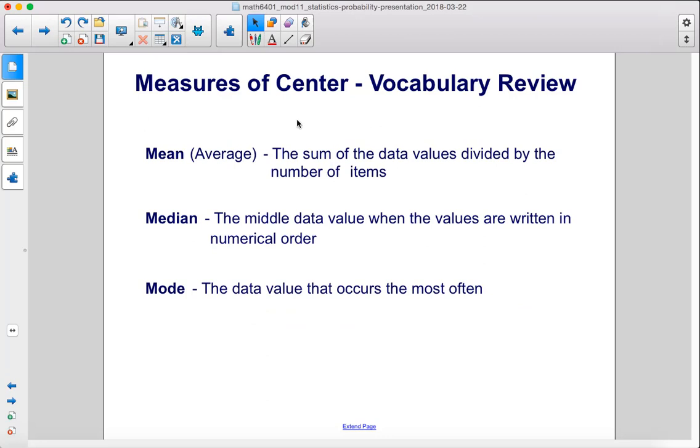Measures of center vocabulary review. The mean is the average, and it's the sum of the data values divided by the number of items. The median is the middle data value when the values are written in numerical order, and the mode is the data value that occurs the most often.